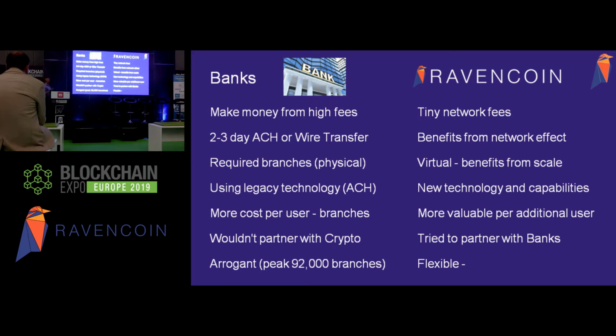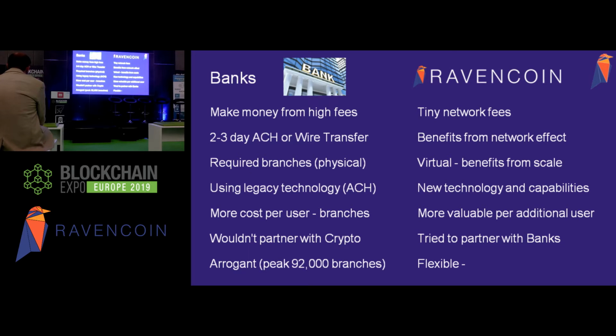But if you're going not within one bank, but between banks, it's 2 to 3 days. And then wire transfers move pretty fast, but you're limited to banking hours. It requires physical branches, people to walk in, sign documents, etc. They're using legacy technology, with more cost per user because you need more branches, more places for people to physically go. They wouldn't partner with crypto, similar to the way that Blockbuster wouldn't partner with Netflix. And arrogant. At the peak, they had 92,000 branches. The fastest decline in branches was actually last year. I don't think we have the numbers for this year, but 1,700 branches were closed last year.